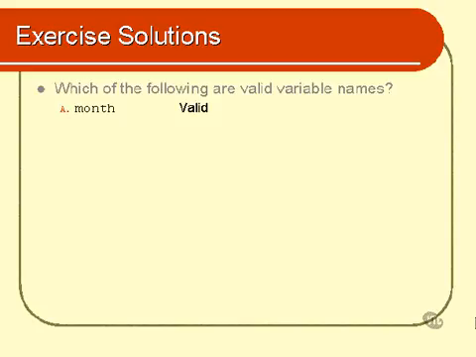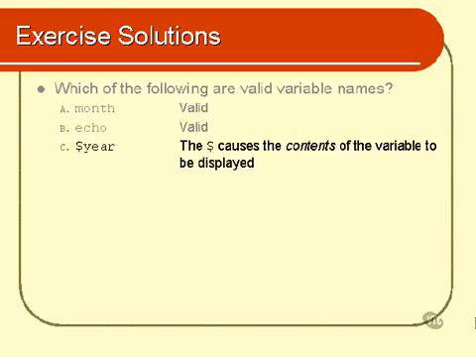Well, month was perfectly valid. Interestingly, so was echo. It is perfectly okay to have a variable name that is the same as a Unix command. Now this was not valid because if you put the $ in there, that refers to the contents of the variable to be displayed, or variable substitution. It is not a variable name.